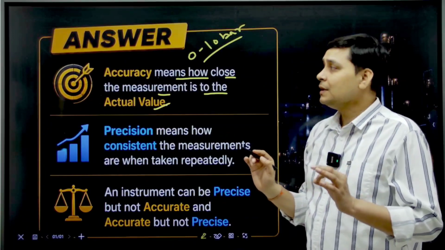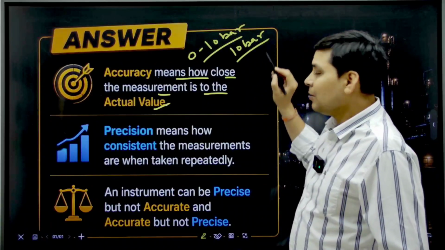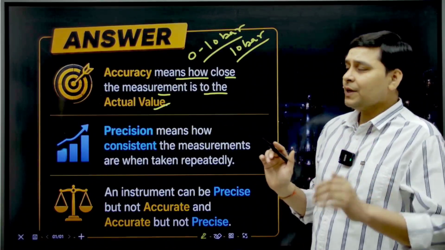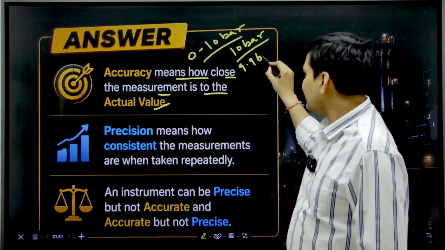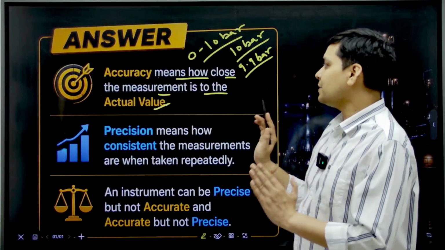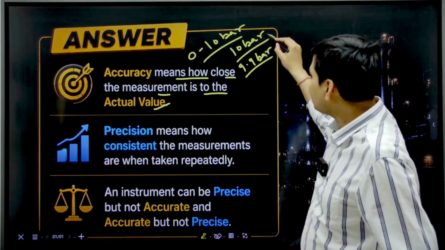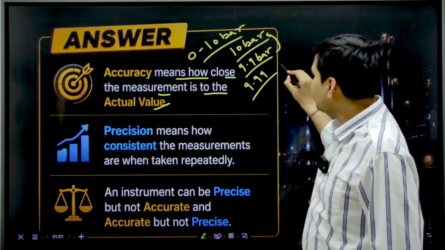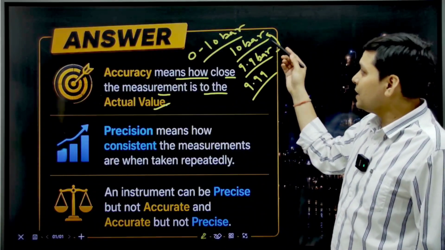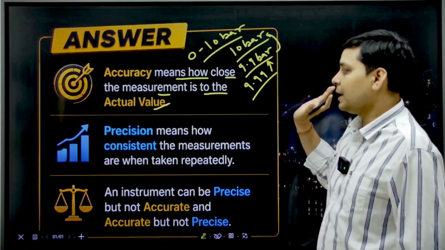Now look carefully. Suppose the pressure is also 10 bar. But if the transmitter represents 9.9 bar, accuracy represents how close the measurement is to the actual value. Here the measurement is close to the actual value. Suppose it is showing 9.99 bar, so it will be more accurate in comparison to 9.9 bar.